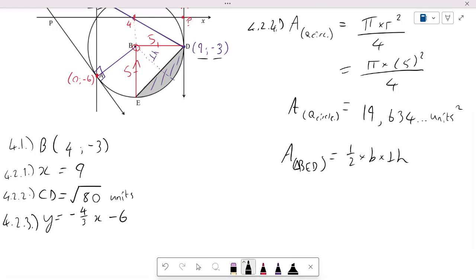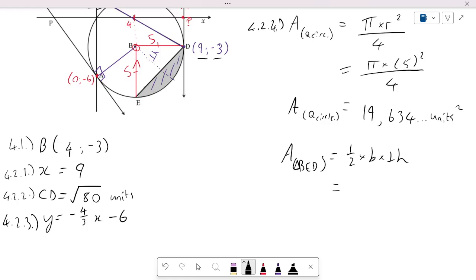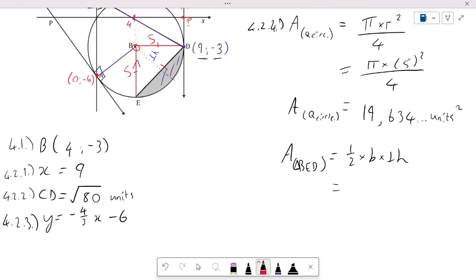And the DE over here, if we want to find our base, what we need to take into consideration is, if we want to find out what DE is equal to, the reason why it's actually equal to the radius, which is equal to 5, is because remember we broke it up into a quarter of a circle. And if it is in that quarter, then these will be equal to each other. So that means we can plug in half multiplied by our base, which is 5, multiplied by our perpendicular height, which is also 5.